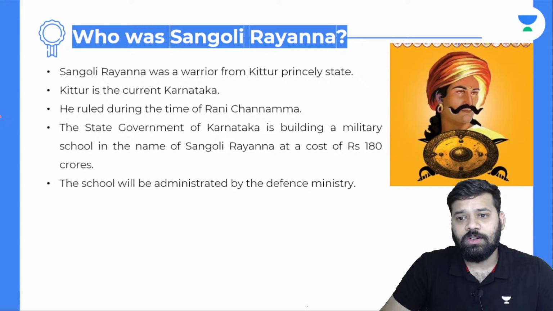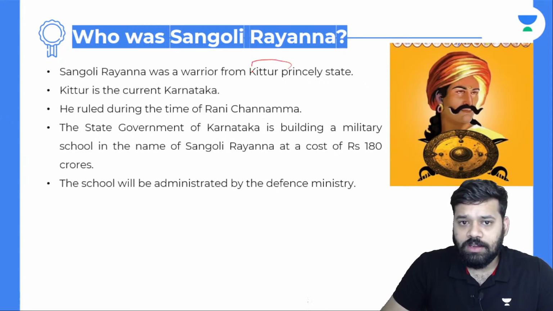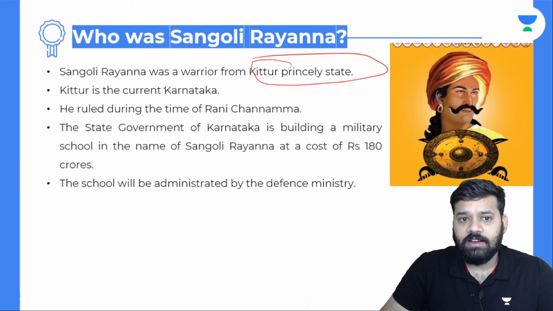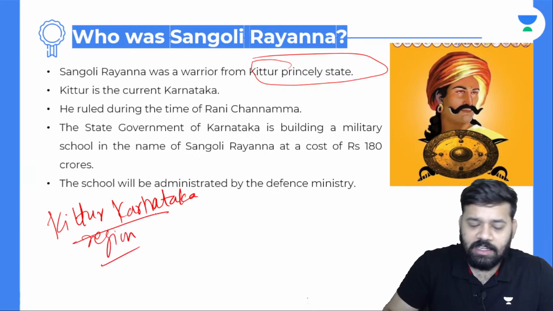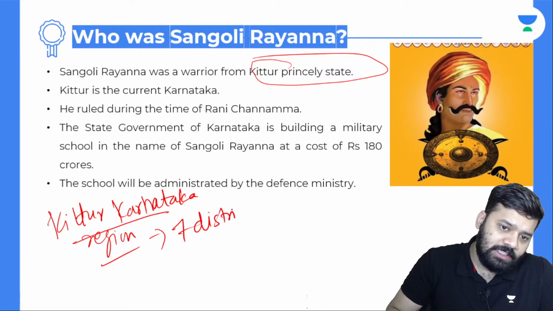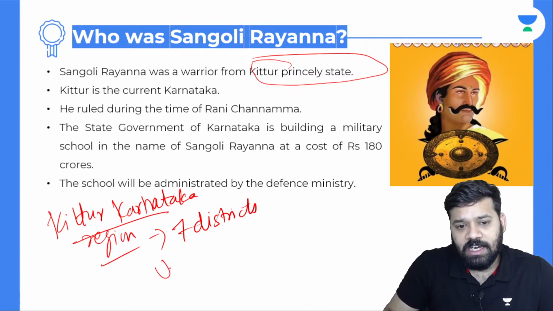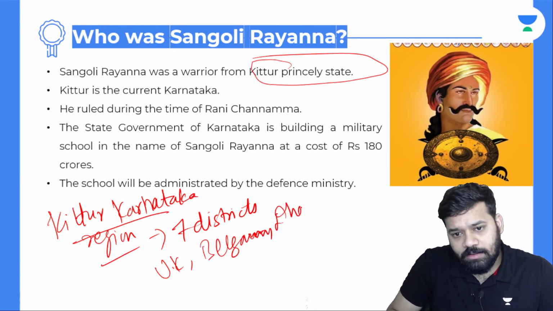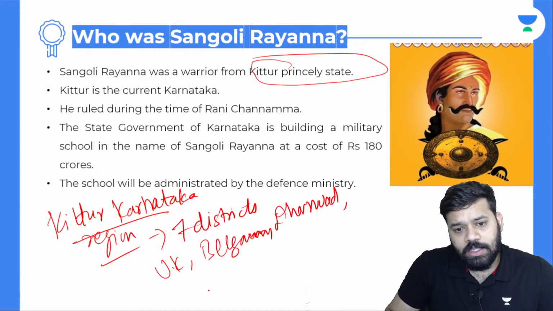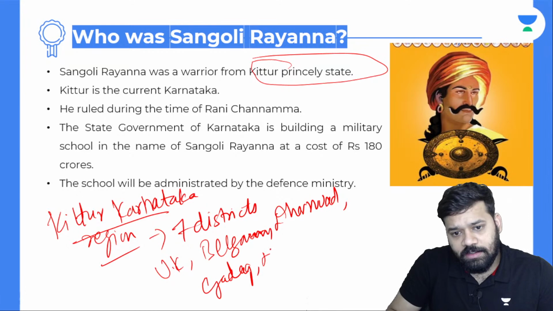Next topic, who was Sangoli Rayana? Sangoli Rayana was a warrior from the Kittur princely state, and Kittur is currently in Karnataka. So now there is the Kittur Karnataka region, that is in Karnataka. This comprises 7 districts. The 7 districts are Uttar Kannada, Belgaum, Dharwad, then there is Gadag, Haveri, Bagalkot, Vijaypura.